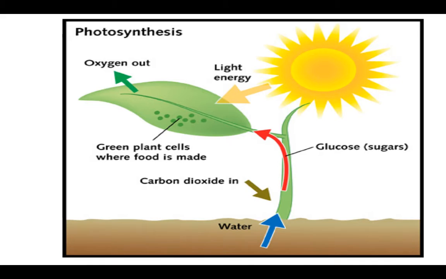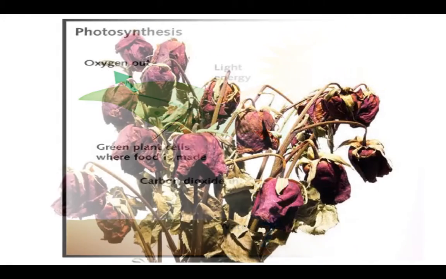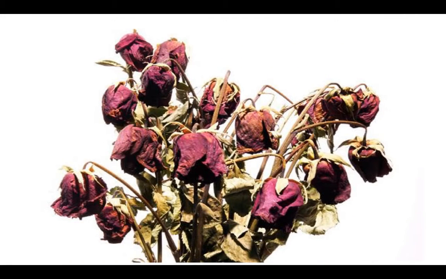I won't get too deep into this because you're only in first grade, but it's a long process for how they survive. But you just need to know that they get their food from sunlight and from water and from air or oxygen. That's air and oxygen. If plants do not get these things, they wilt and they die. They cannot survive without sunlight and water and air.